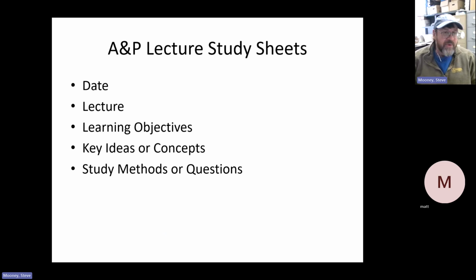Another thing that we might be able to do to study as we move forward is, I posted, I think last week, some study sheets. They have the date and lecture. You can go through and look at the slides I posted. What do you think are the learning objectives? Given those objectives, what are the key ideas or concepts? And then how are you going to study or remember those concepts? And what questions do you have that we need to discuss to clarify your understanding? So it's a good way to summarize the lectures.